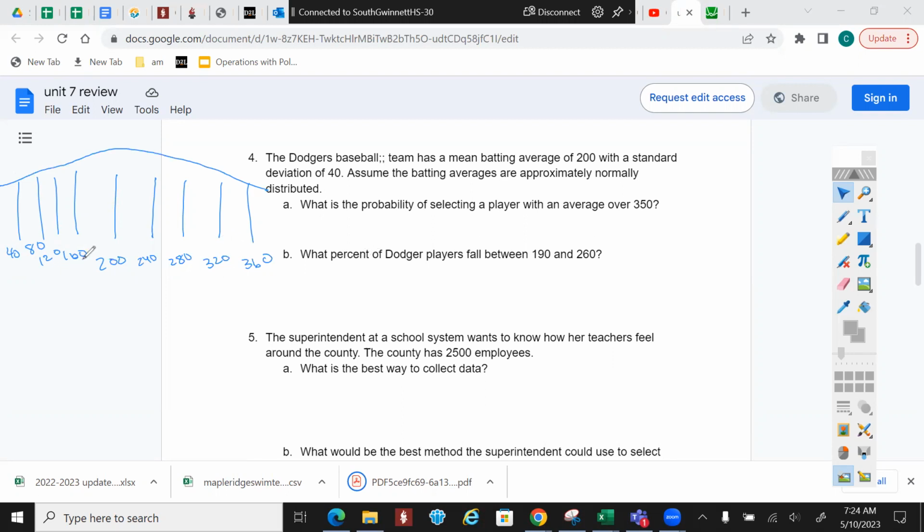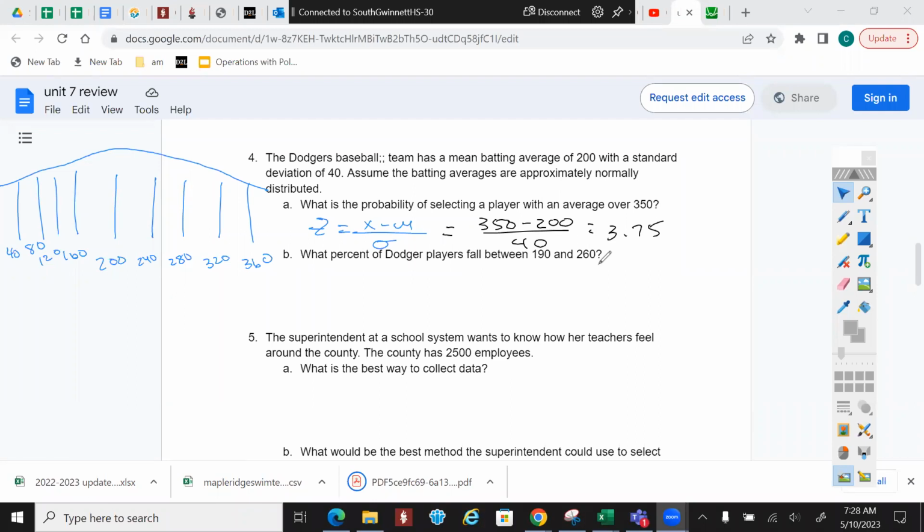So is 350 listed down here? No. Okay, so what we have to do is find the Z-score and then use the Z-score table. So we're going to plug in 350 minus 200, and divide it by 40. 350 minus 200 divided by 40. Oh, you said 150. I heard 50. I was like, that's wrong. All right, so we have a z-score of 3.75.